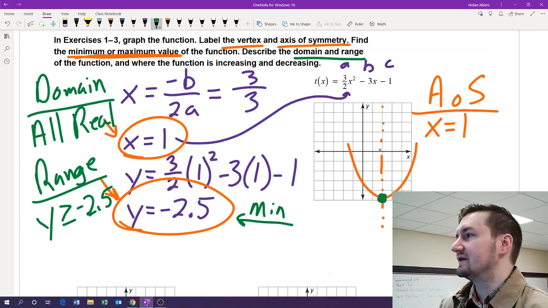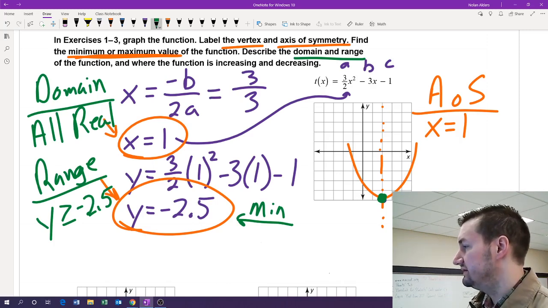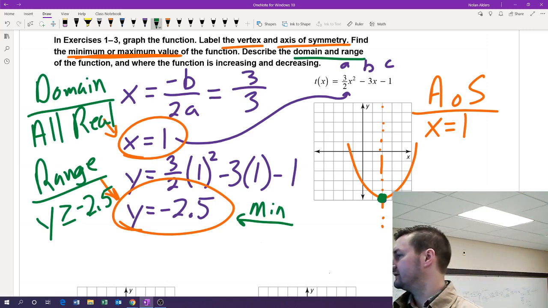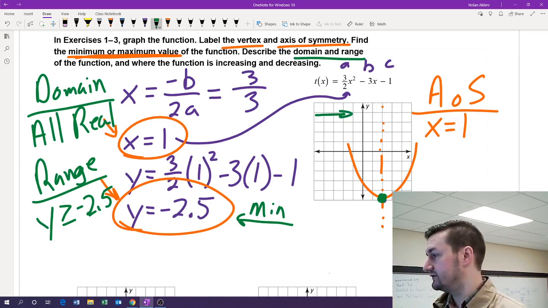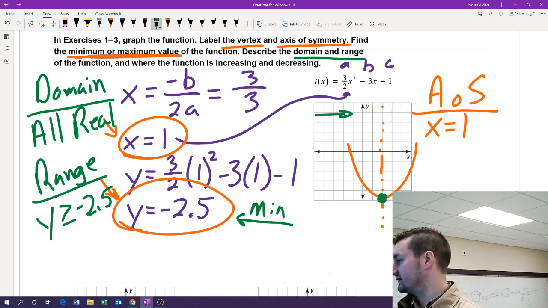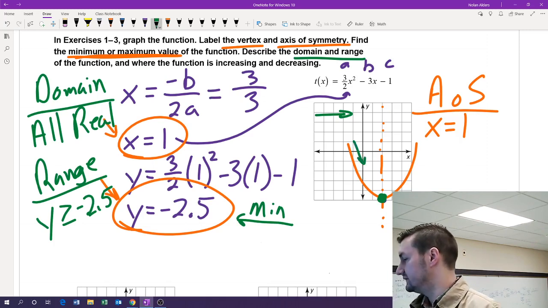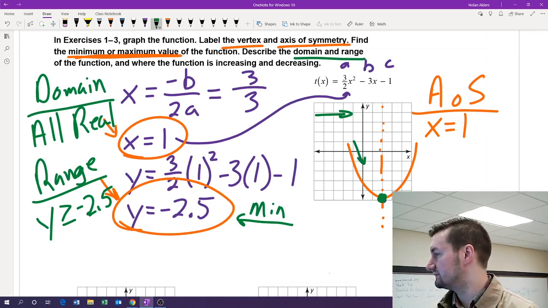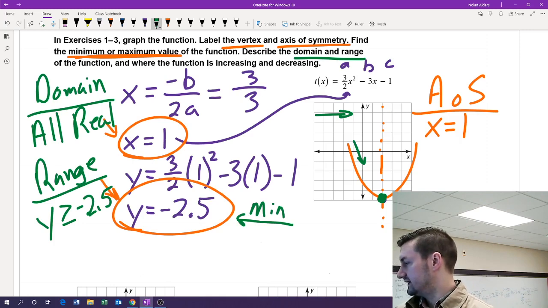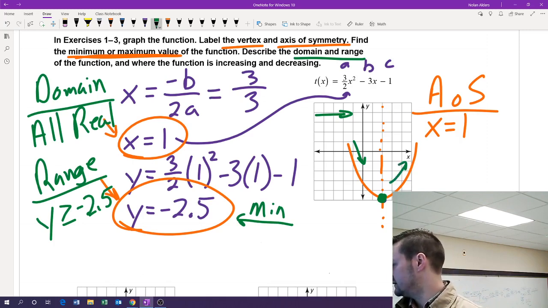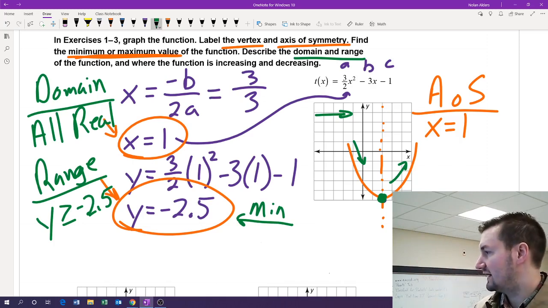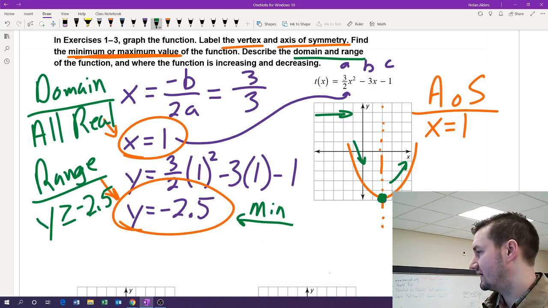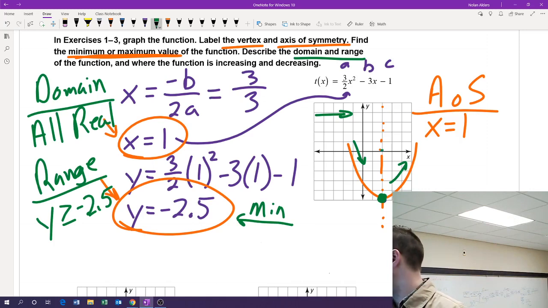And then it says where is the function increasing and decreasing. As we move from left to right, the function decreases until we get to x equals 1, right? So it decreases down until we get to x equals 1, and then it begins to increase for x greater than 1. Here's 1 right here, this is x equals 1.